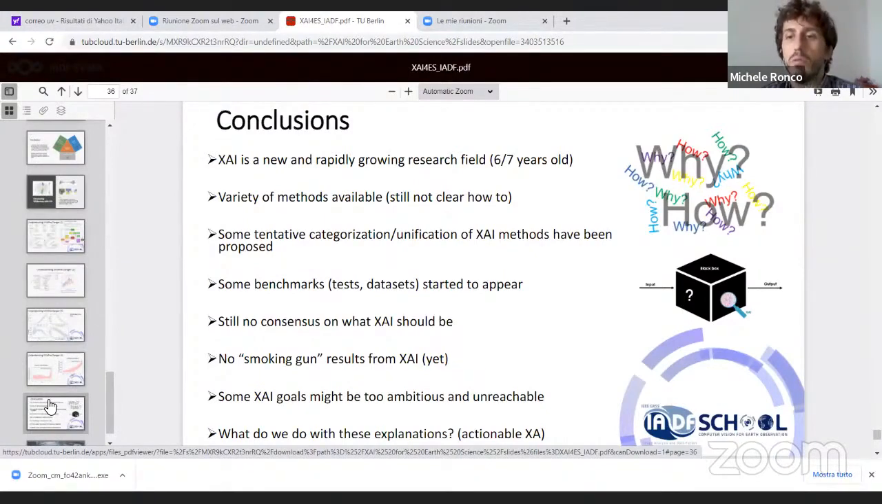At the same time, I've tried to present all the contents in a critical way, stressing that there is still no consensus or general agreement on what explainable AI in the end should be, and the goals of it are generally clear, but some of them are under debate. And I would say there is no smoking gun, so to say, results from explainable AI, in the sense that it has proven to be very useful in many contexts and is a very powerful tool that we have. But for all these reasons I have discussed, it's hard to say that there is this case where explainable AI has somehow solved the situation.